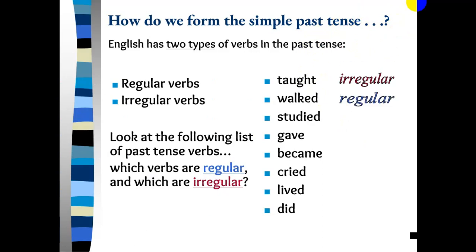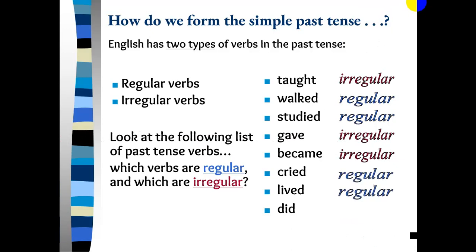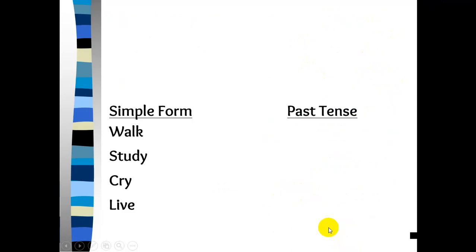So, for example, walk and study are regular verbs. Gave, it's an irregular verb. Became, irregular verb. Cry and live, they are regular verbs. And did, it's an irregular verb. So don't forget that the regular verbs are the ones that end with ed in the past, like walk, study, cry, and live. And the other ones are irregular because they don't have an ed ending.